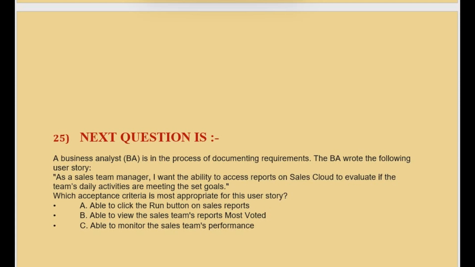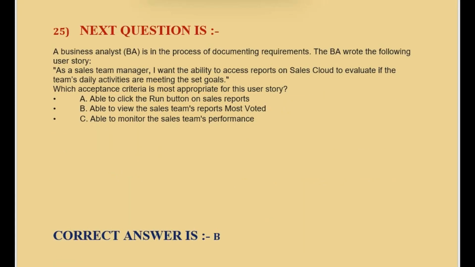Option A. Able to click the Run button on sales reports. Option B. Able to view the sales team's reports. Option C. Able to monitor the sales team's performance. Correct answer is option B.